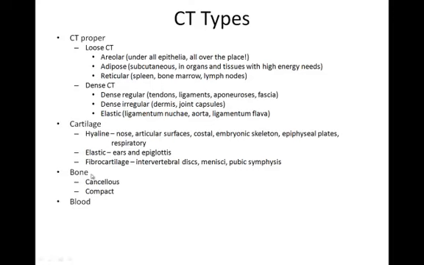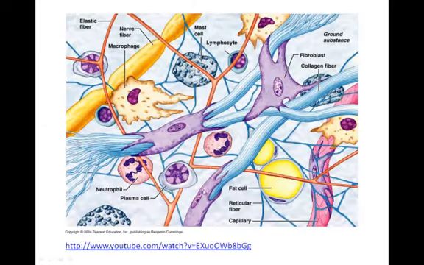Bone is the next connective tissue type, and we have two types of bone. Compact bone, that's what you're going to look at in lab. It has little osteons with the lacunae in them, and cancellous tissue, which is what we call spongy bone. And then blood. We'll look at this in a minute.